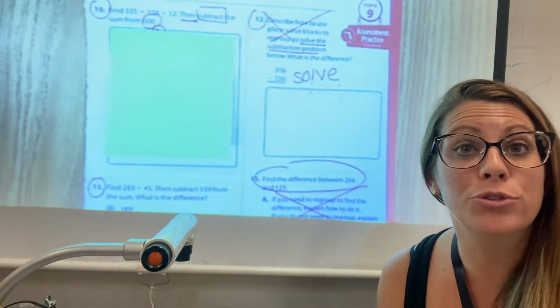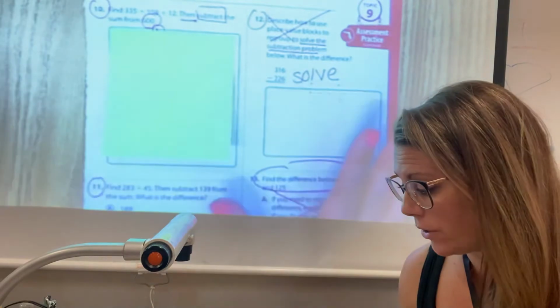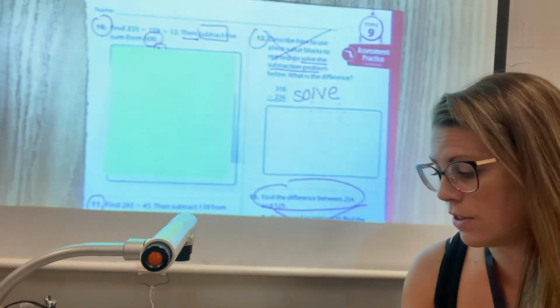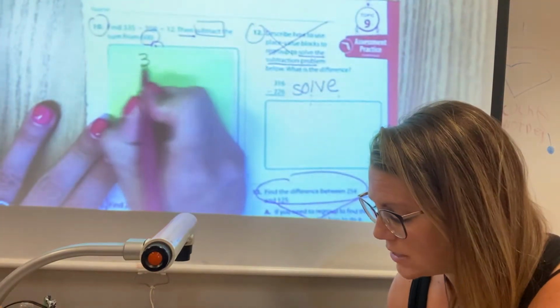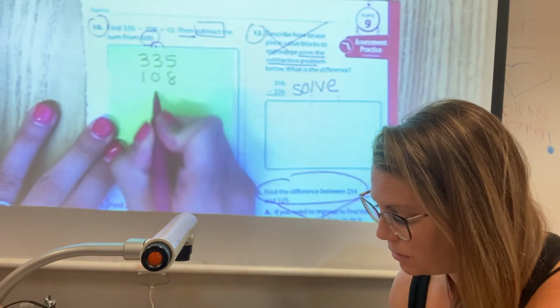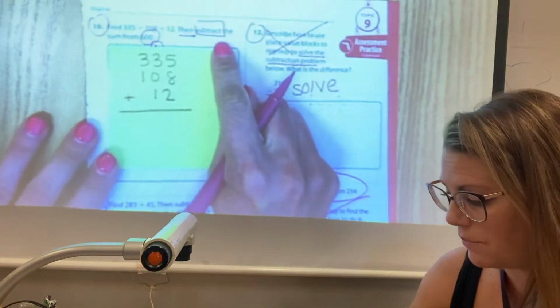All right, so you should have taken a little break. That was a lot, okay? So now we're gonna finish the second page on number 10. The first thing they wanted you to do was add three numbers. You had to add 335 plus 108 plus 12. But then they want you to subtract something, okay?